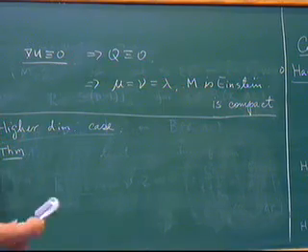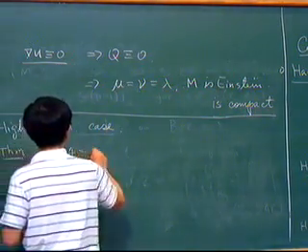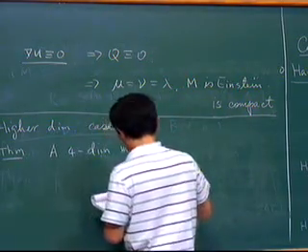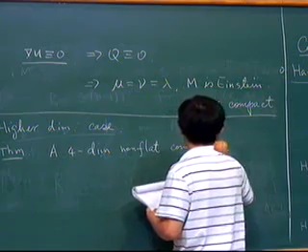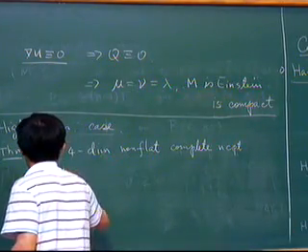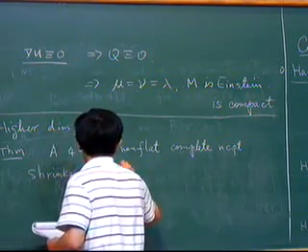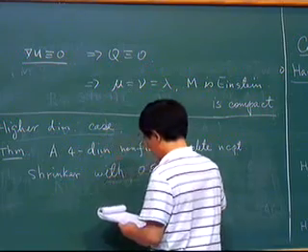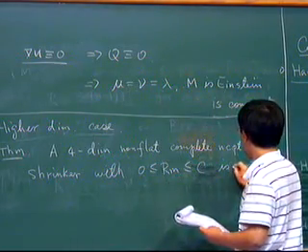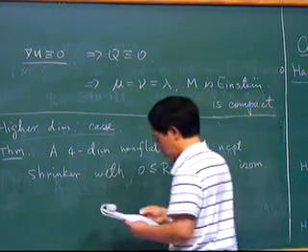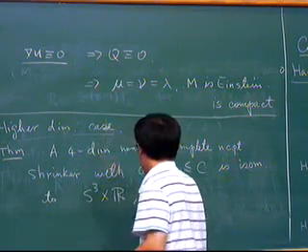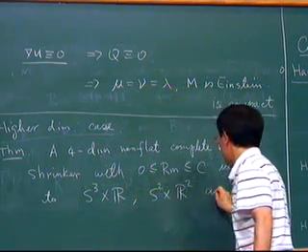And another result, he proved that the 4-dimensional, non-flat, complete non-compact shrinker with bounded curvature is isometric to S3 cross R, S2 cross R2, and their quotients.